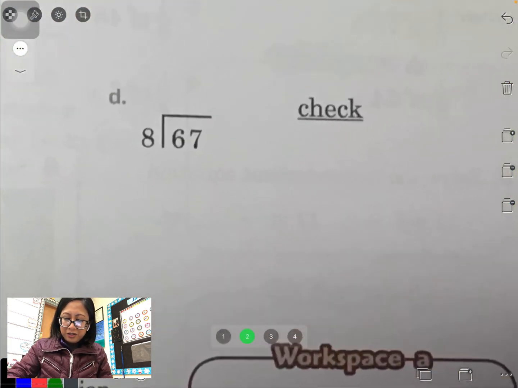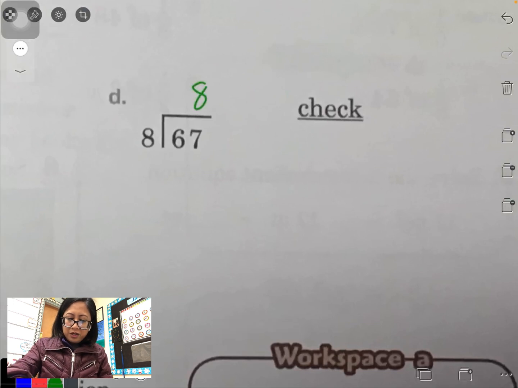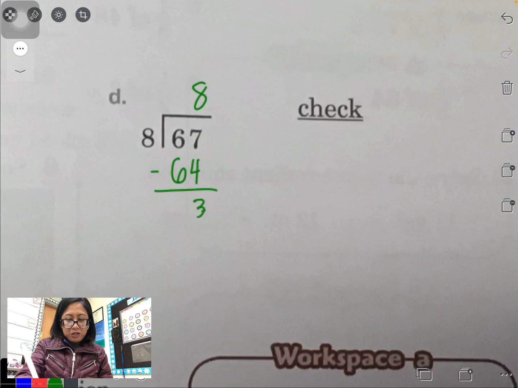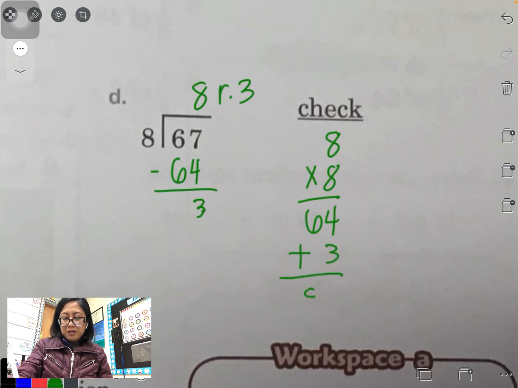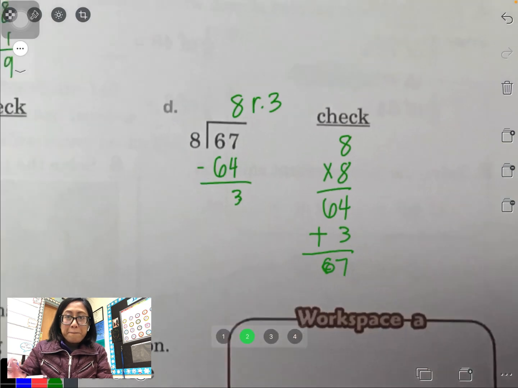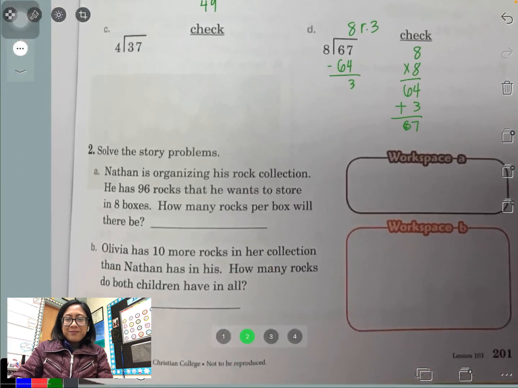So I'm going to go back to page 2. I'll put an 8 on top of the 7, and that was a 64. 7 take away 3. Oh, 7 take away 4 is 3. Remainder 3. So 8 times 8 is 64 plus 3 equals 67. See? You can do that. You can just easily pause this, copy it. But again, we're going to definitely review B and C at our Zoom meeting.